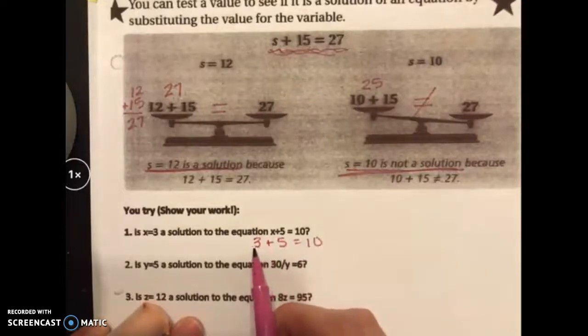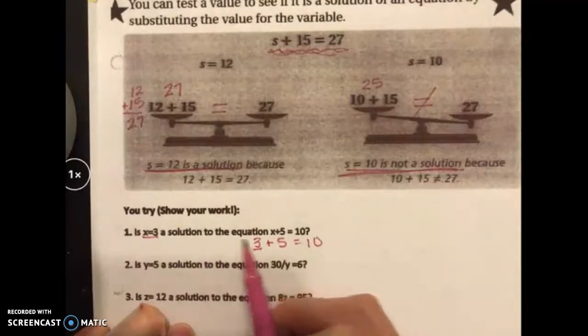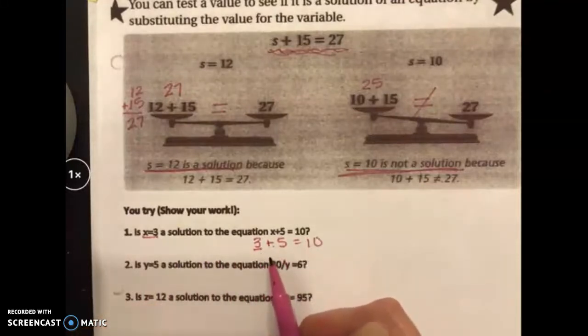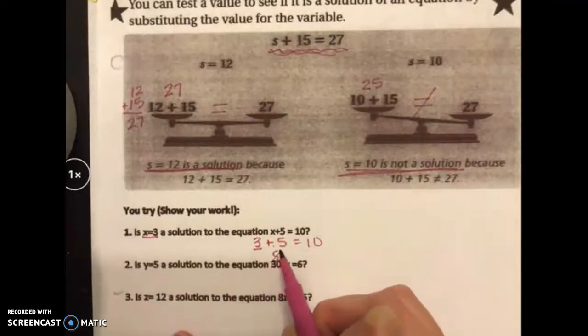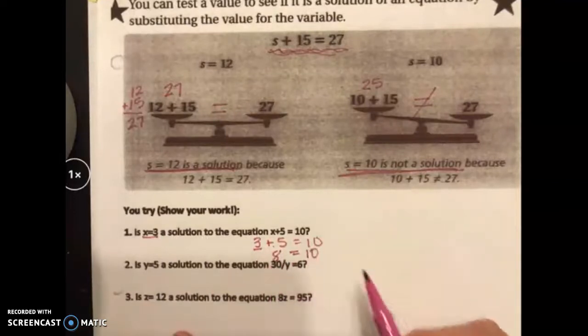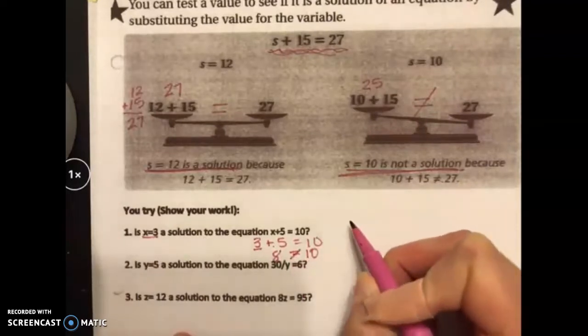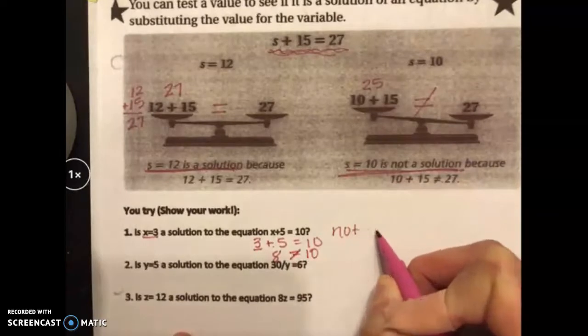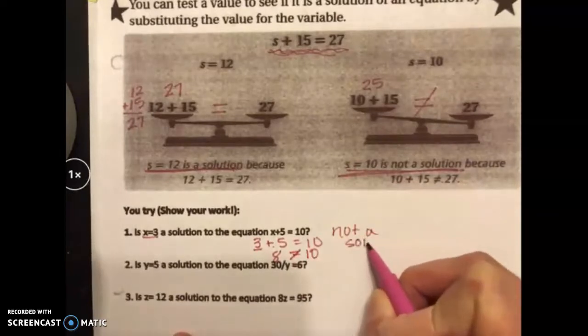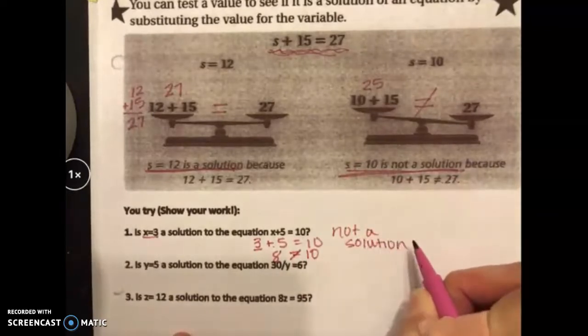Now remember, I got this 3 from right here because that's what it tells me x equals. 3 plus 5 equals 10. What is 3 plus 5? 3 plus 5 equals 8. 8 equals 10. Is this a true statement? No. So this one is not a solution.